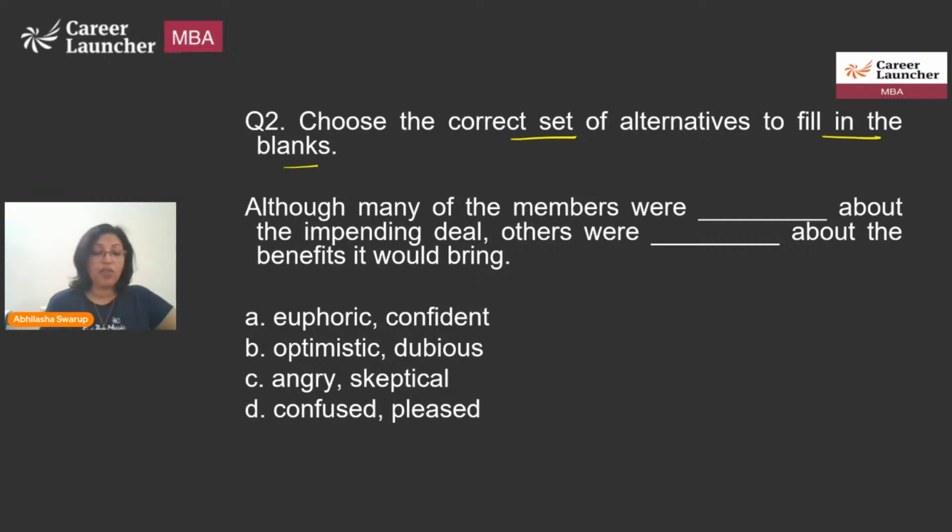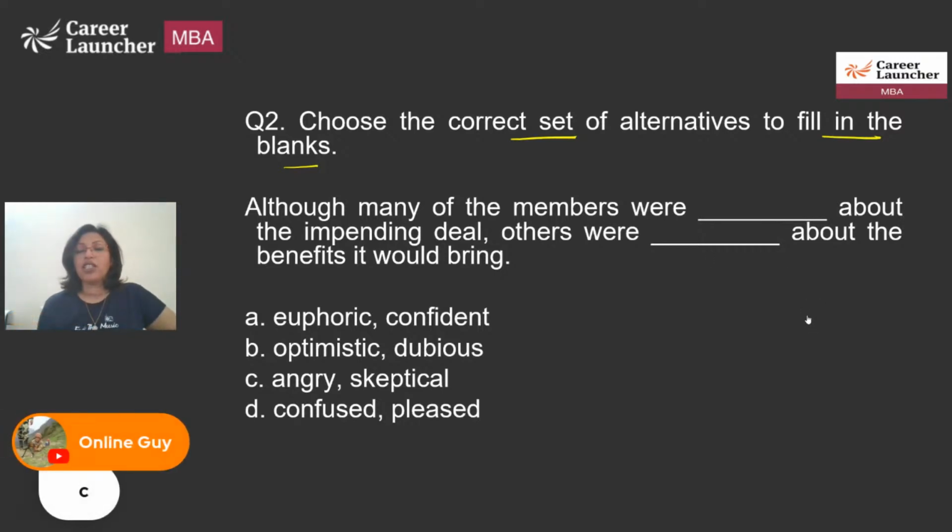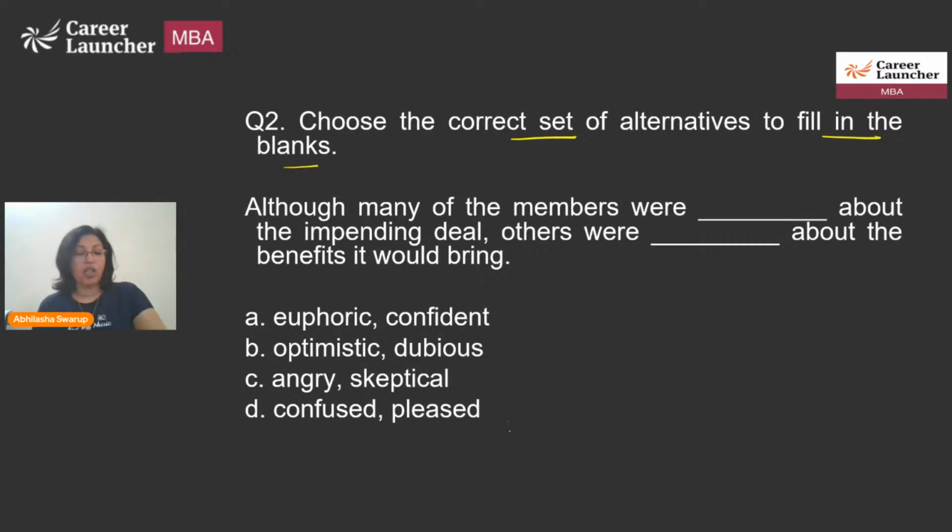I'm waiting for your answers, everyone. Should it be euphoric or confident? Oh, I've started getting answers. Online guy says C. Somavo says B. Okay, I'm getting answers. Others, I'm waiting for your answers. All right. Akshay says A. Others, quickly, give me an answer. Samrat says B. All right, let's take a look at this question.